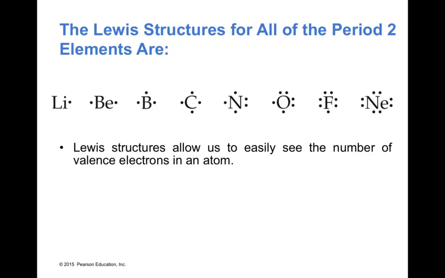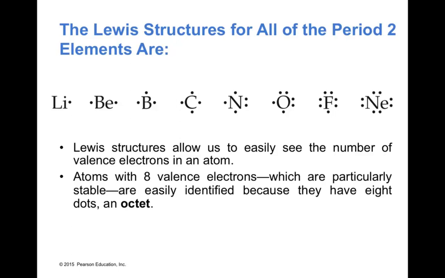Lewis structures allow us to easily see the number of valence electrons in an atom. Atoms with 8 valence electrons, which are particularly stable, are easily identified because they have 8 dots, an octet. So that's known as an octet. Neon here is the only one that has that octet.